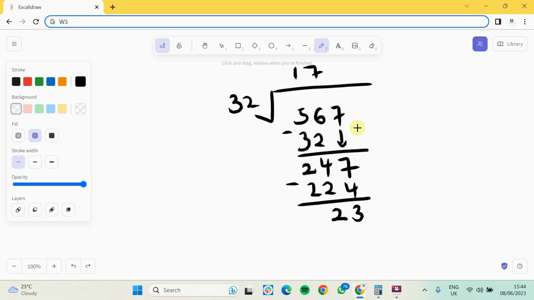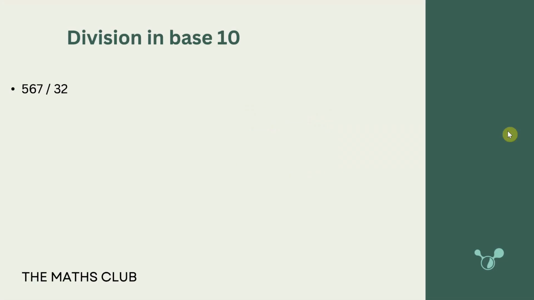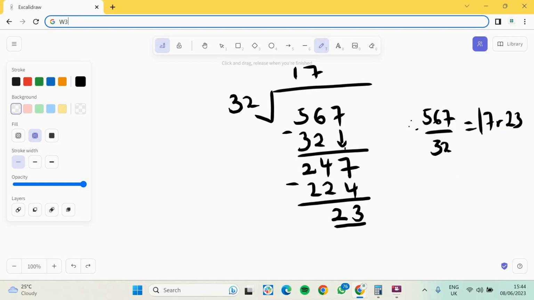Is there anything to bring down here? No, there's nothing to bring down here, right? Unlike the place where we brought down the 7, there's no other value to bring down. So if there's no other value to bring down, the answer you get here is a remainder. Therefore, 567 divided by 32 is equal to 17 remainder what? Remainder 23. So 17 remainder 23 is the answer here. That means you did very, very well.